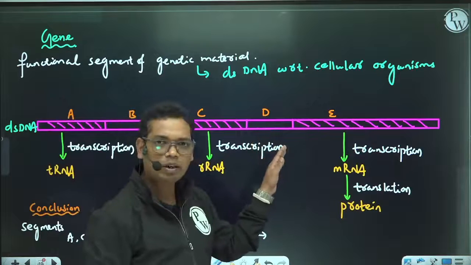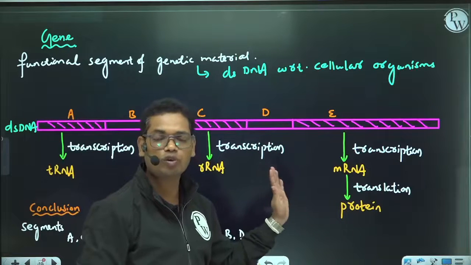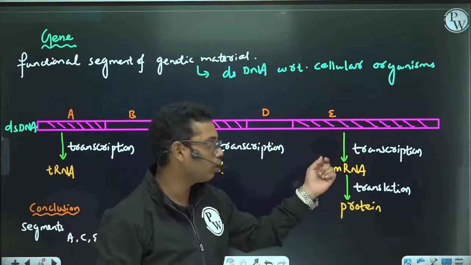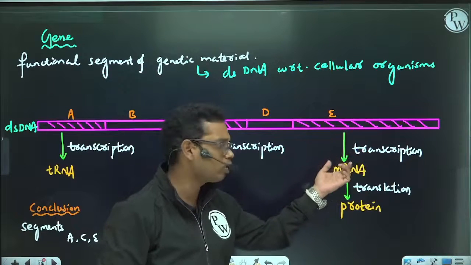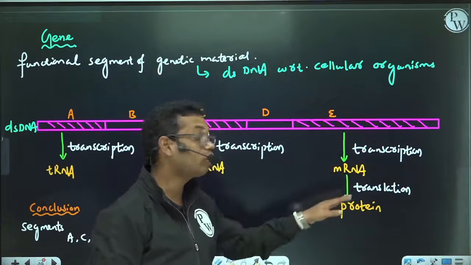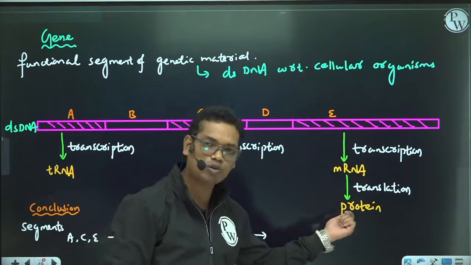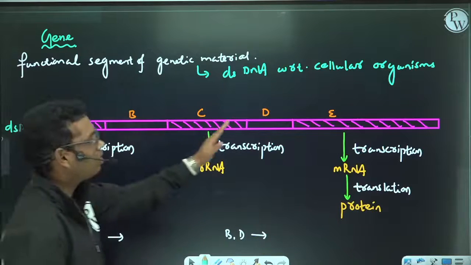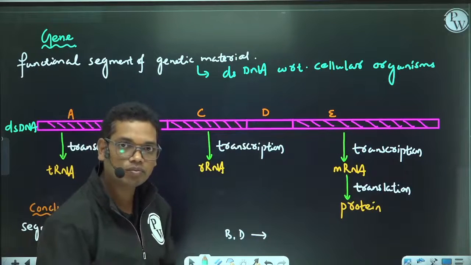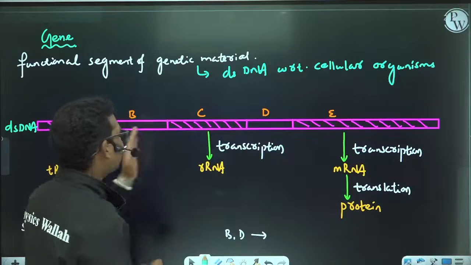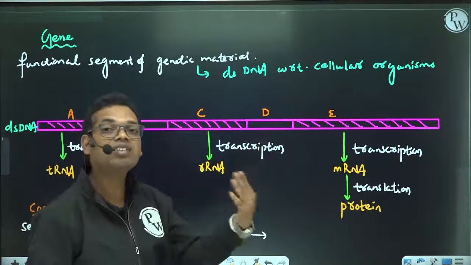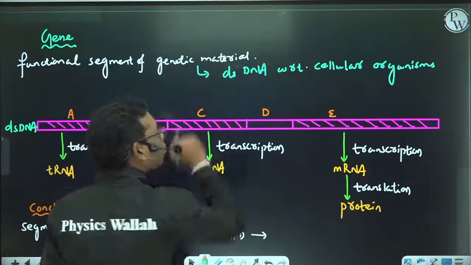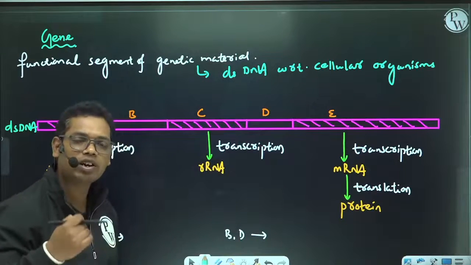The D segment does not have any information, so it is not going to form any kind of RNA. And segment E has the information to produce the mRNA, so it will undergo transcription to produce mRNA, and the mRNA will undergo translation with the help of ribosome to produce the protein. So here you can see segments A, C and E have some functions. So I will say A, C and E are the functional segments of genetic double-stranded DNA, and double-stranded DNA is nothing but the genetic material. So any functional segment of genetic material is a gene.